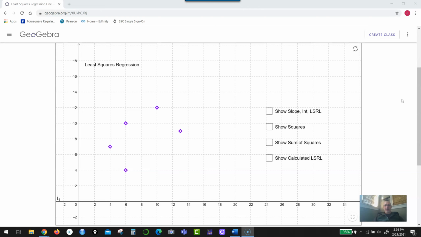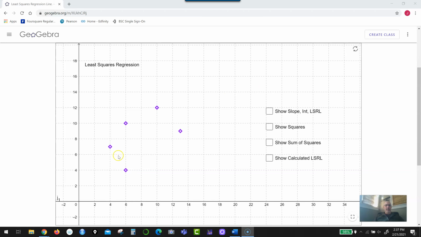So what I have open here on my screen is an applet from the GeoGebra website. There's a link to this on our Moodle page, just below the guided notes. So you're welcome to follow along, or just experiment with it at your leisure.